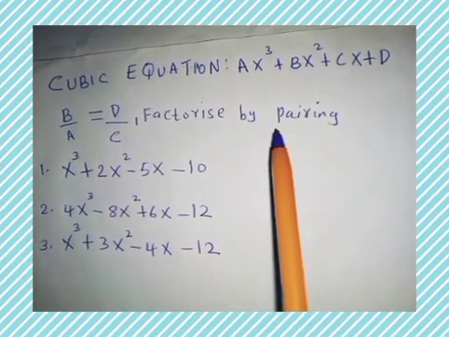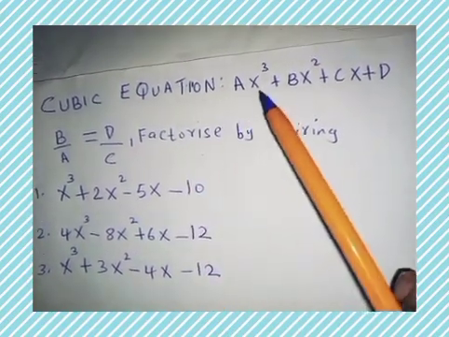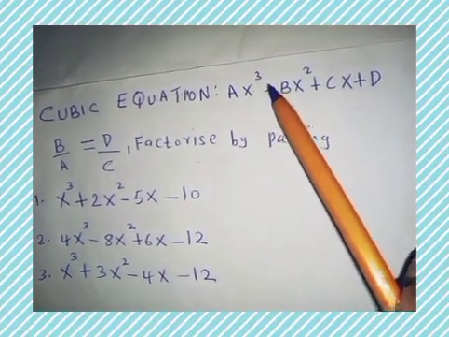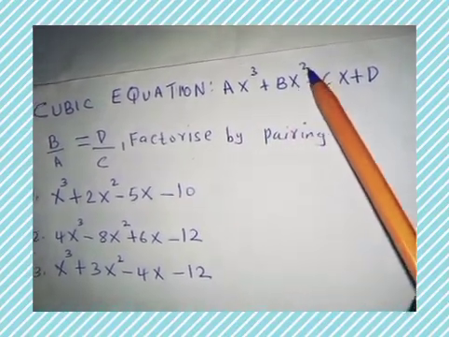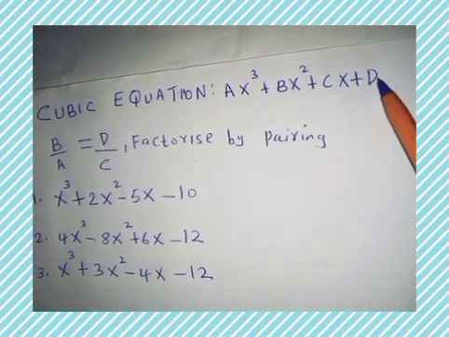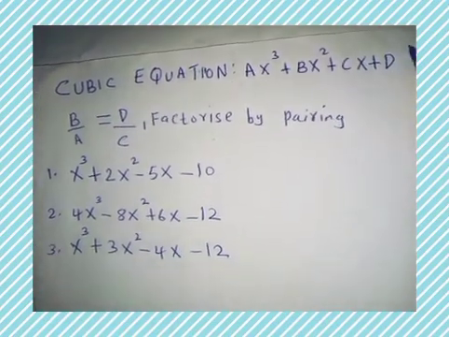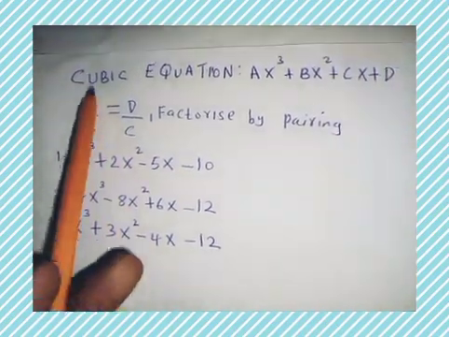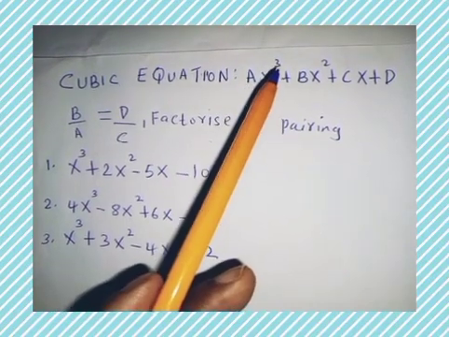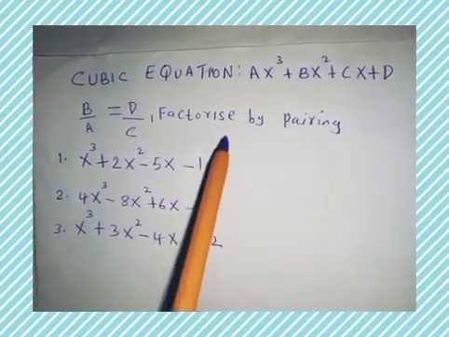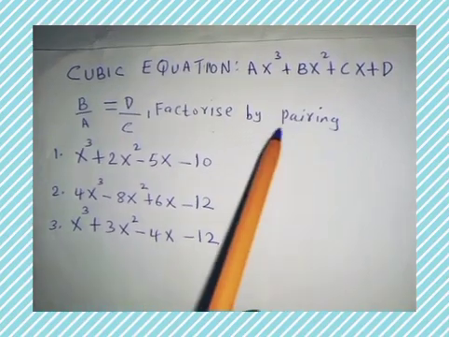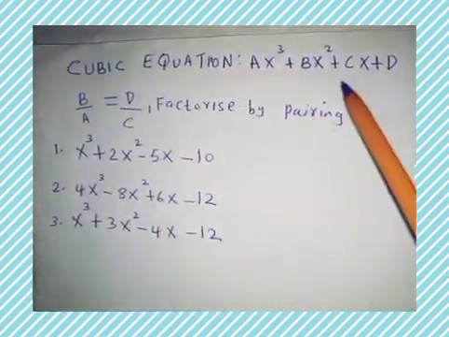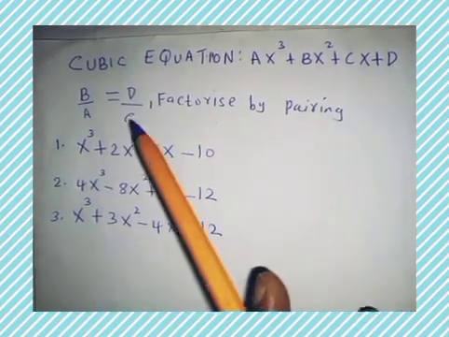In this video tutorial, I want to show us how to factorize a cubic equation by a method called pairing. A cubic equation is of this form: ax^3 + bx^2 + cx + d. This is called the standard form of a cubic equation. In a cubic equation, the highest power is 3. Now, the method of pairing works when b divided by a is equal to d divided by c.